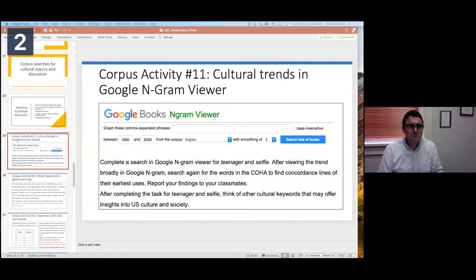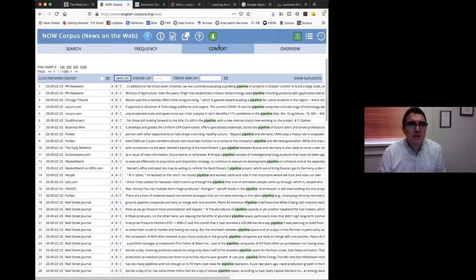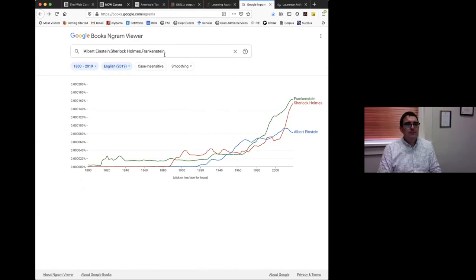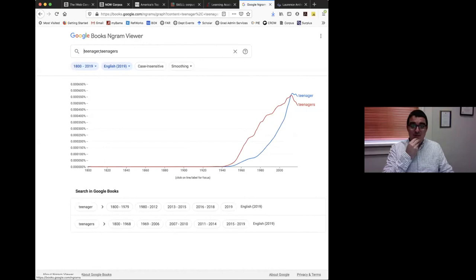If you search Google Ngram Viewer, here's the homepage. You can see this trend quite clearly. Frankenstein, Sherlock Holmes. But let's do some different ones. Thinking of cultural inquiry, what might certain searches show us? I'll do teenagers. Let's see what we get. Thinking World War II, the 1940s, suddenly in American discourse, we see the growth of this term teenager. It's not even present before.